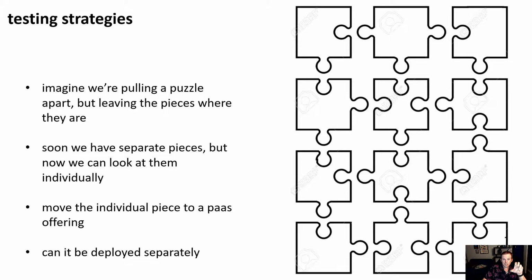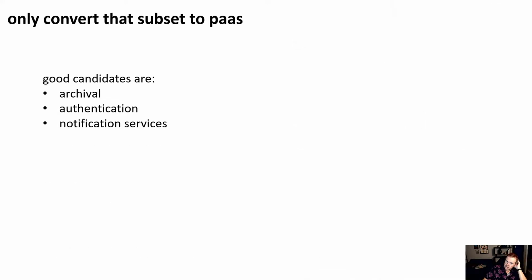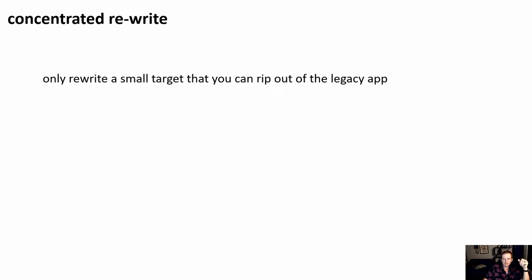And now, potentially, you can take one of those puzzle pieces and move it to Azure SQL Database or Cosmos DB or another PaaS offering. Only convert that subset to PaaS. Good candidates for taking a puzzle piece out and getting it into PaaS are archival systems, identity and authentication systems, and notification systems. But there are other good candidates. I can't identify a good one for you. I'd have to know more about your system.